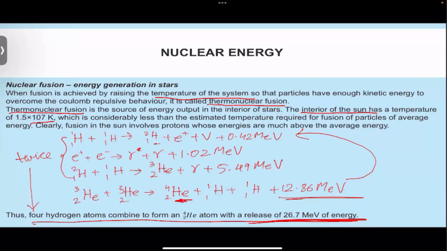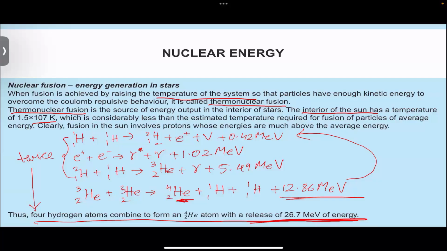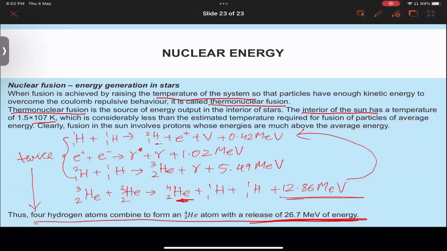So that's it. This is the last part, and obviously you can also have thermonuclear fusion in a controlled manner. There are very few examples where controlled thermonuclear fusion is used to generate electricity.